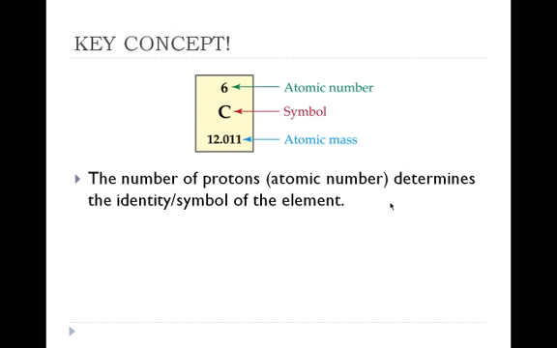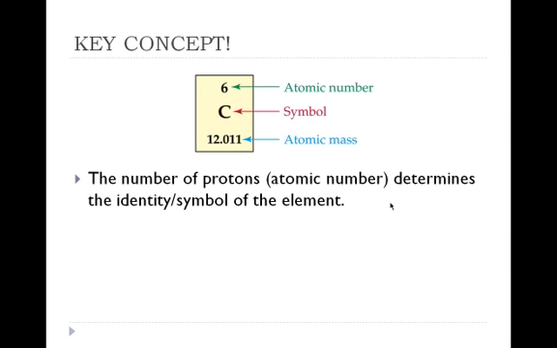All right, here's the key concept we need to walk away from with this lecture, is that what we have on the periodic table can tell us about how many protons, neutrons, and electrons are in an atom. Looking at carbon, what you see on the periodic table, the top is the atomic number, the middle is the symbol, and the bottom is the atomic mass.